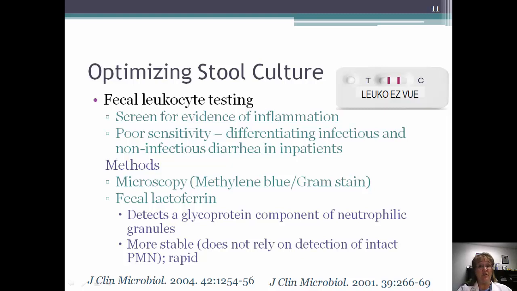Two important caveats to remember is that you can find lactoferrin in breast milk. So again, you can get false positives in babies who are breastfed. And also, the fecal lactoferrin assays are not FDA approved for non-stool specimens. So things like colonoscopy specimens would be inappropriate for testing with the fecal lactoferrin assay.